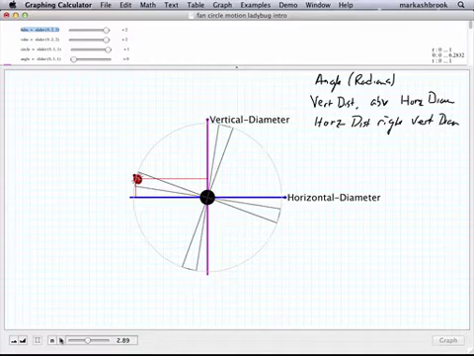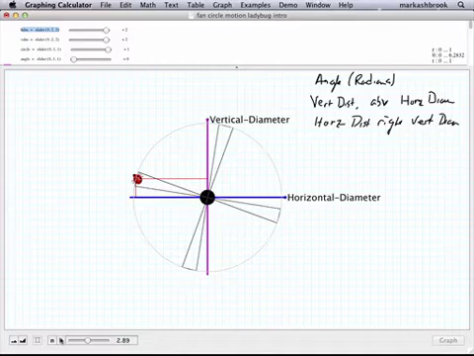So what about the horizontal distance to the right of the vertical diameter for this angle, 2.89? It's not to the right, it's to the left. So how can we measure its distance to the right? Negative, right? So here, that horizontal distance would be negative. What about the vertical distance? Positive, right? Okay.